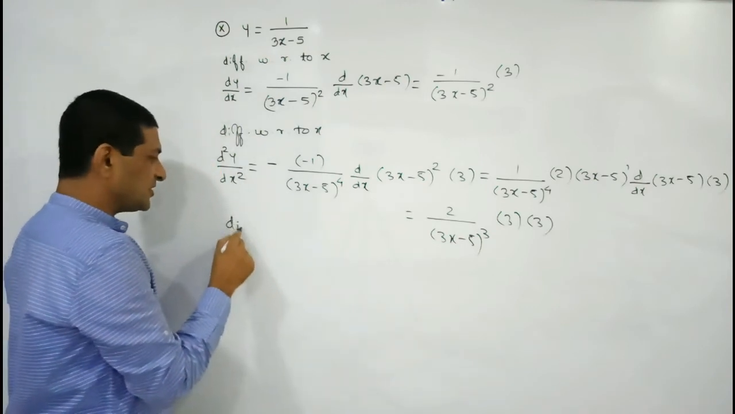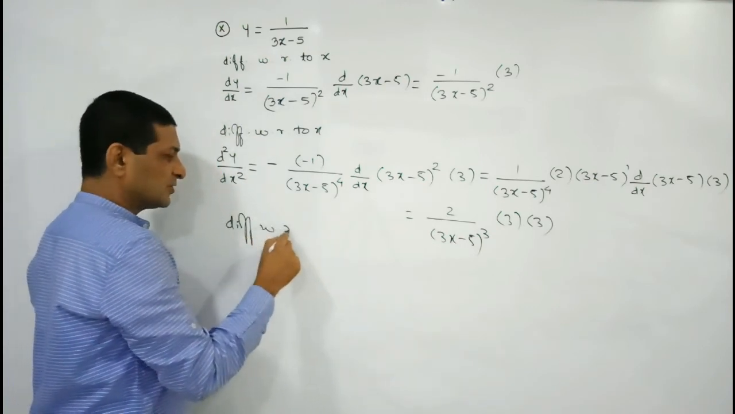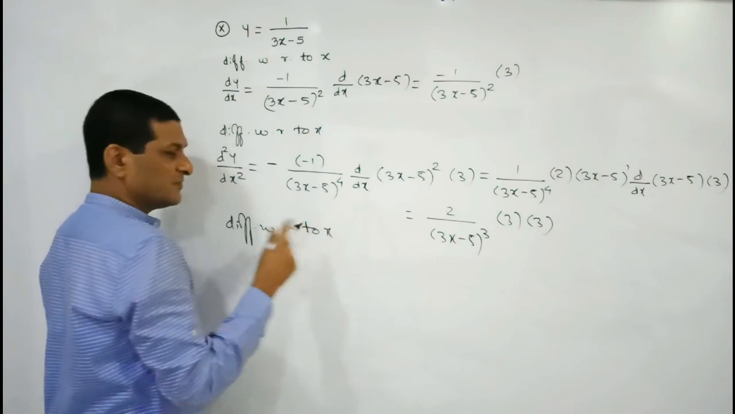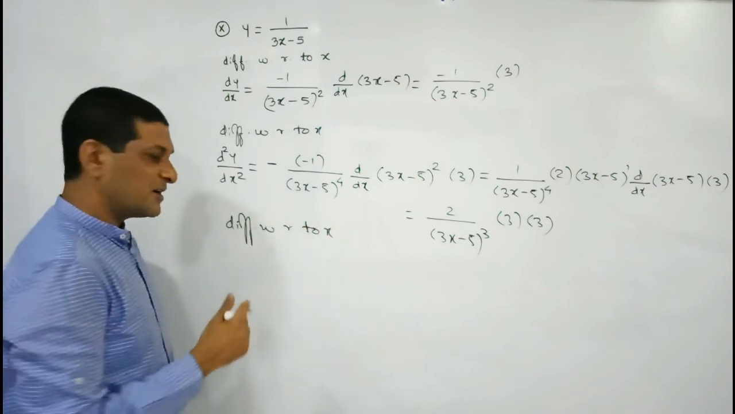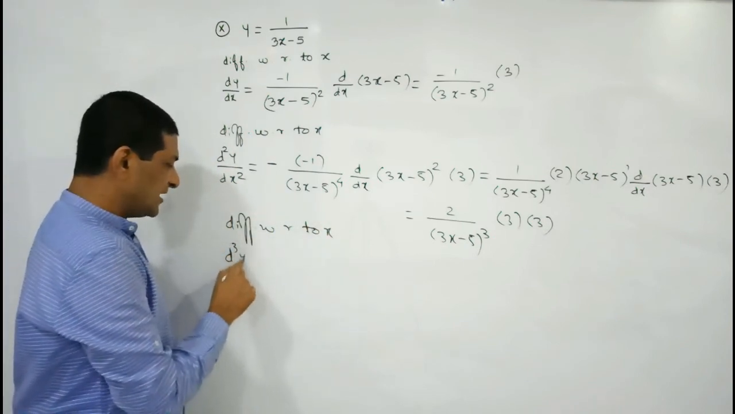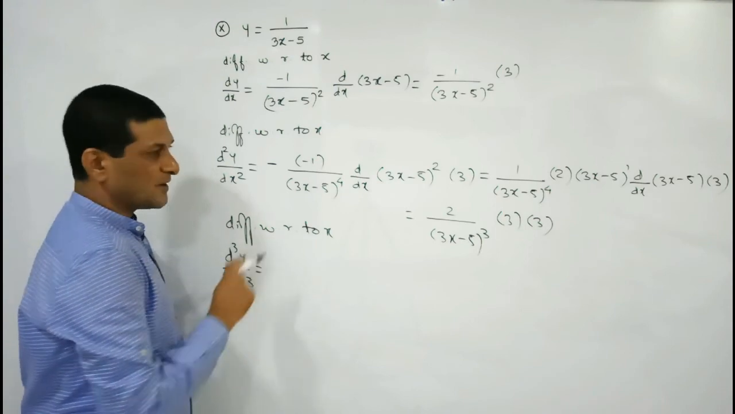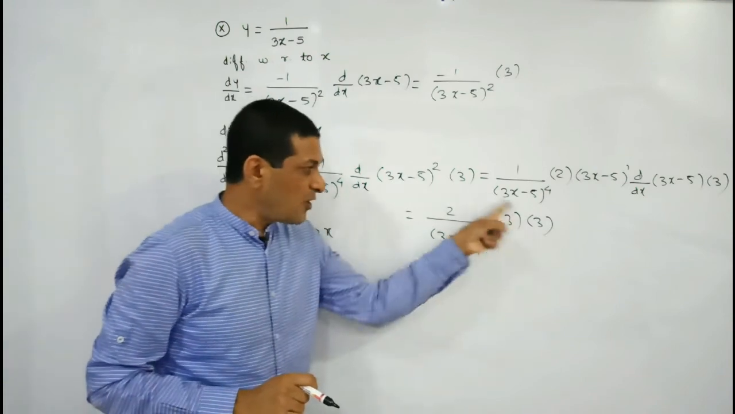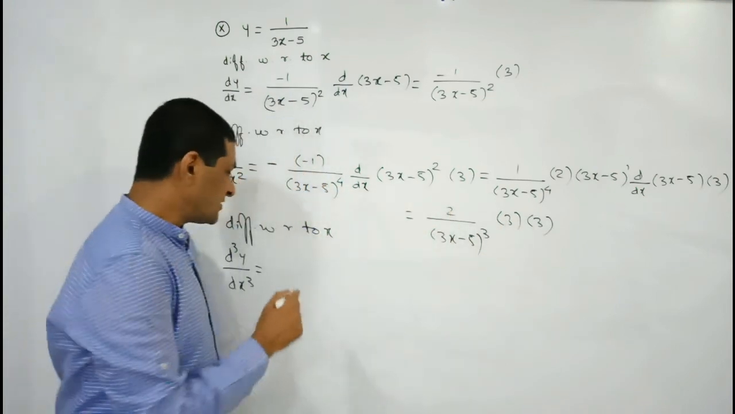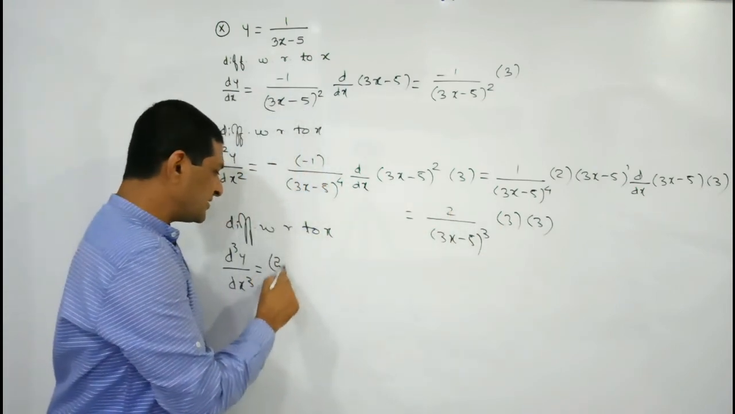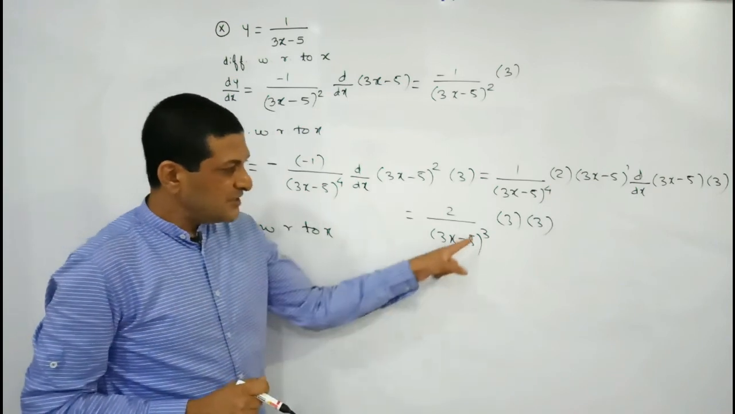Again we are differentiating it with respect to x to find the third order derivative, and observing the values of the first, second and third order derivatives, we will try to find the value of the nth order derivative. So here we are finding the third order derivative. Observe this term: 2 is a constant term, keep it as it is. Now we are finding its differentiation.